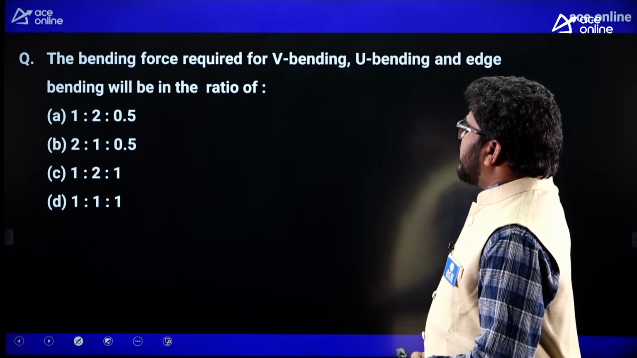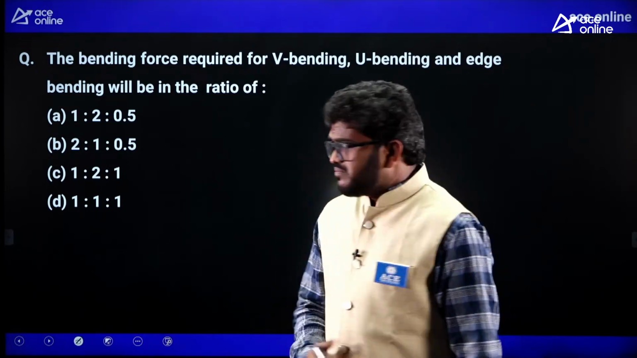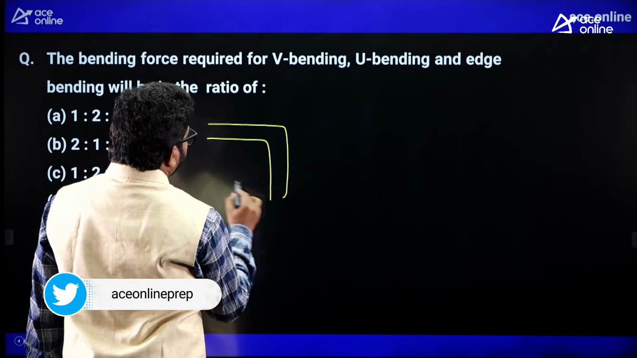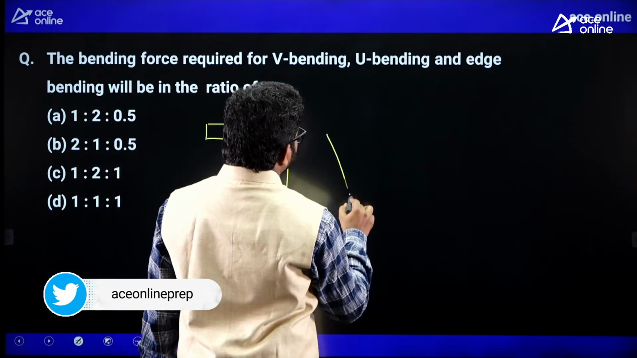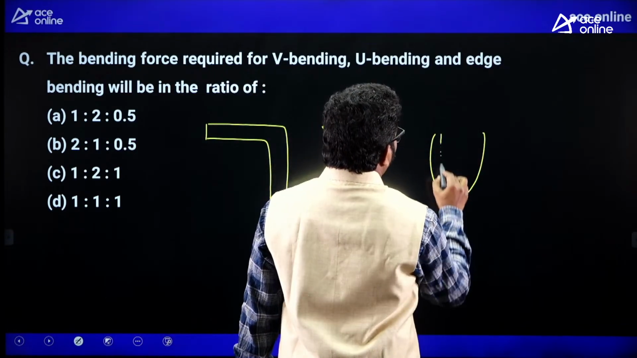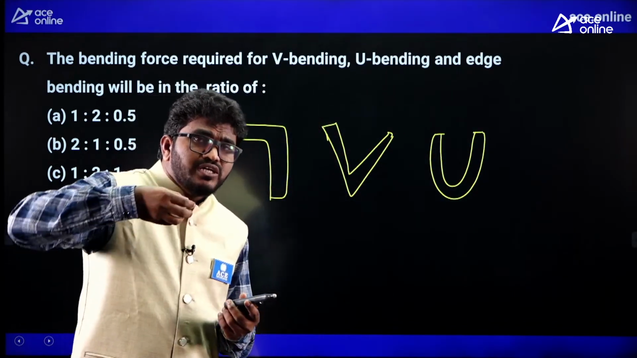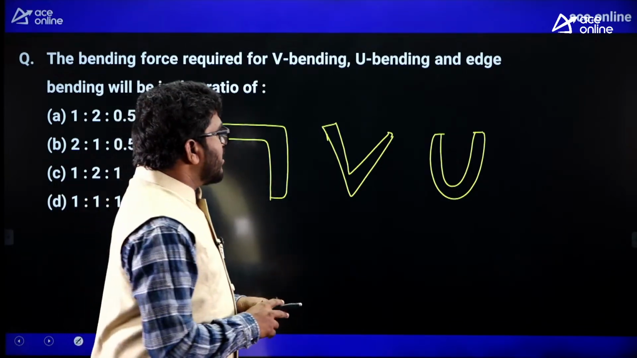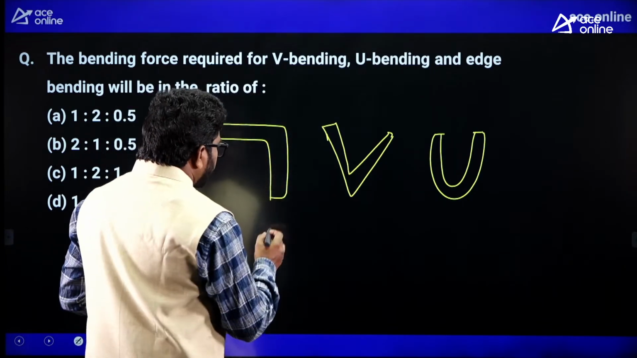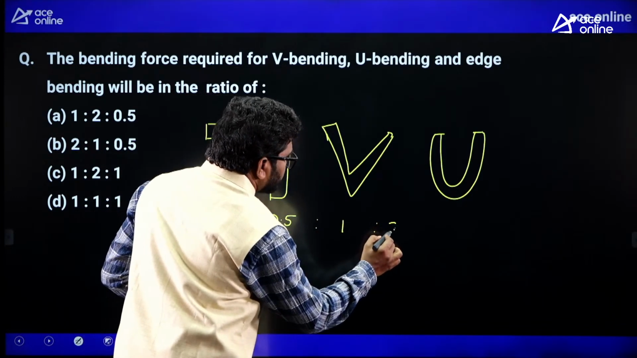The bending force required for V bending, U bending and edge bending will be in the ratio of, this is also very, very important. In case of edge bending, very little force is required. In case of V bending, a somewhat good amount of force is required. But in case of U bending, more force is required. Why? Because the sheet has to move into the deep cavity. That's why more force is required in U bending compared to V bending and edge bending. Generally, edge bending is 0.5, then V bending 1, then U bending 2.